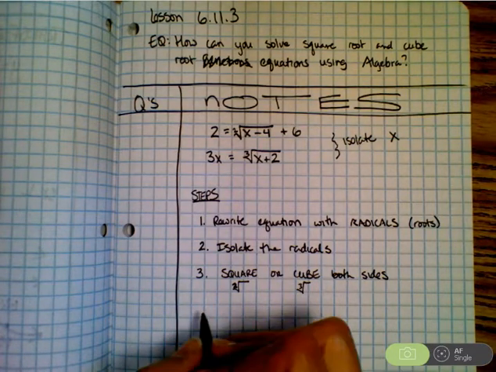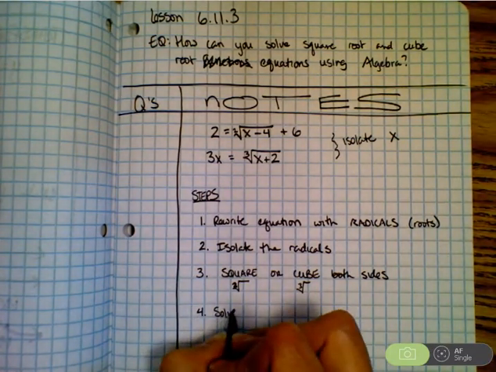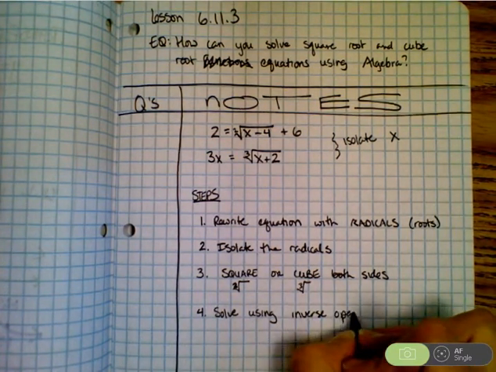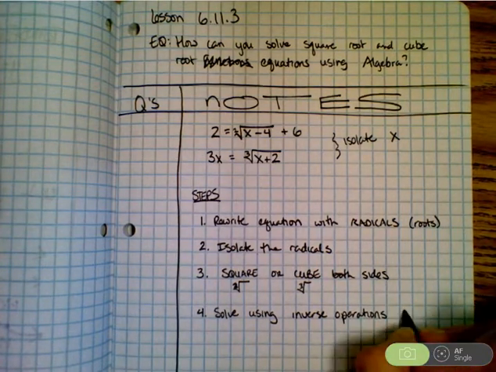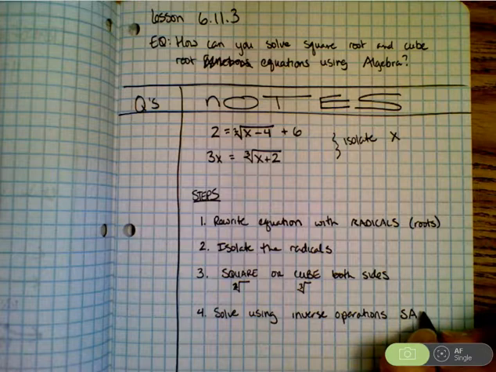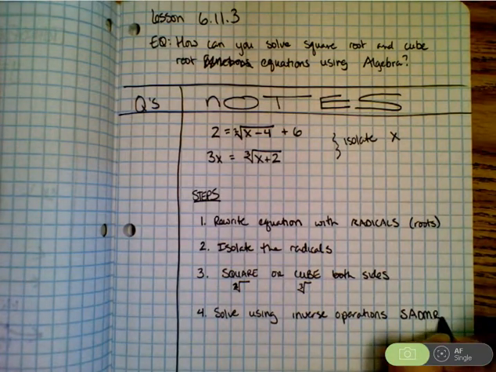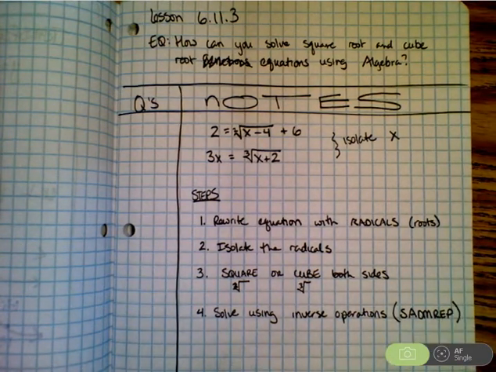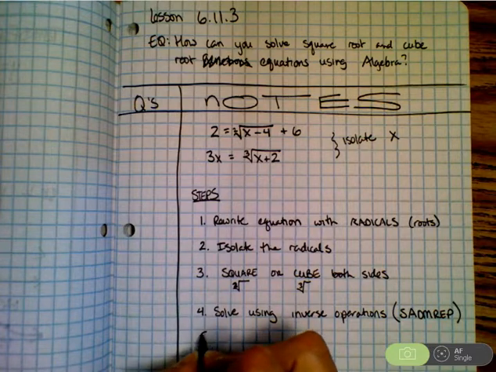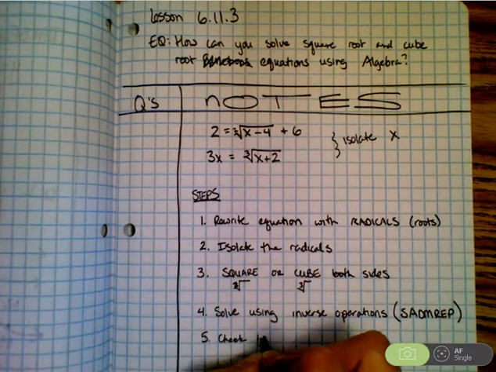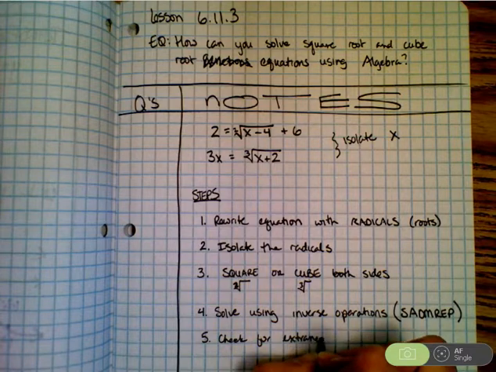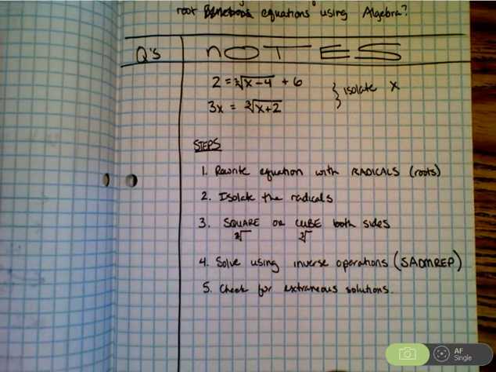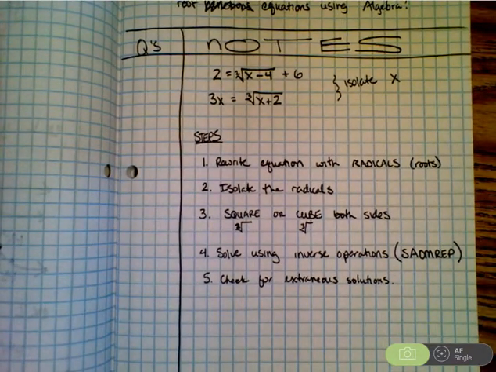Okay, once we've done that, then we solve using inverse operations. And remember, our order of operations is subtraction, addition, division, multiplication, roots, exponents, and finally parentheses. So we go in that order when we solve. And then the last thing we always do is we just check to make sure we don't have any extraneous solutions. And that won't happen too often in Algebra 2, but eventually as you get into pre-calculus, sometimes you'll have extraneous solutions to look at.